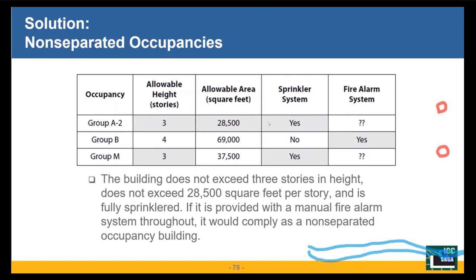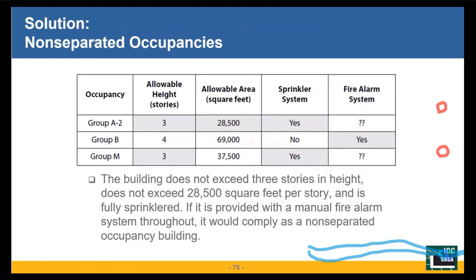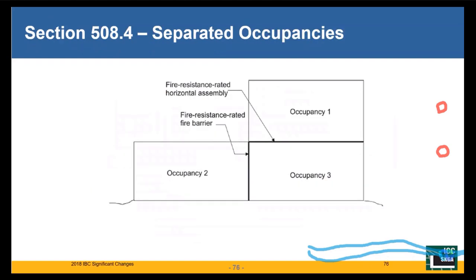The building is fully sprinklered, and if it is provided with manual fire alarm throughout, it would comply as an unseparated occupancy building. So everything else checked. So we can qualify this building as non-separated occupancy, provided we apply the maximum of most restrictive height and allowable area as shown in this slide.